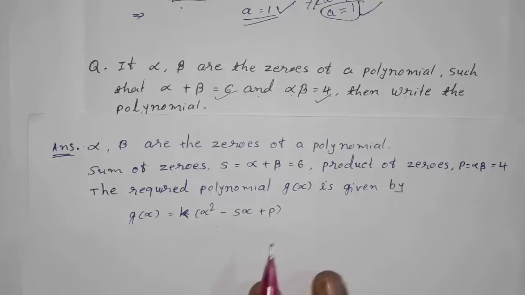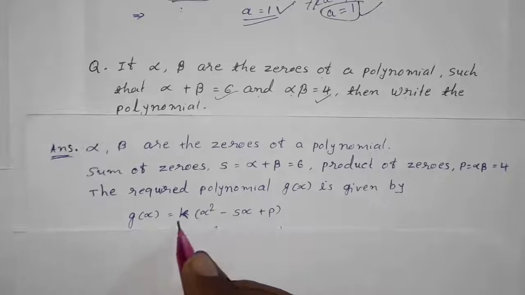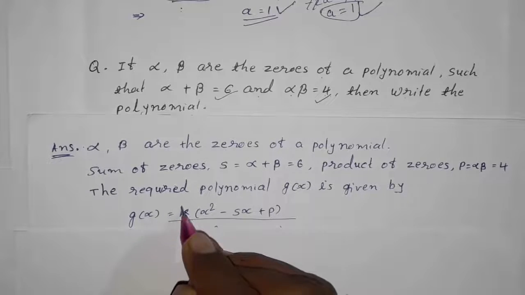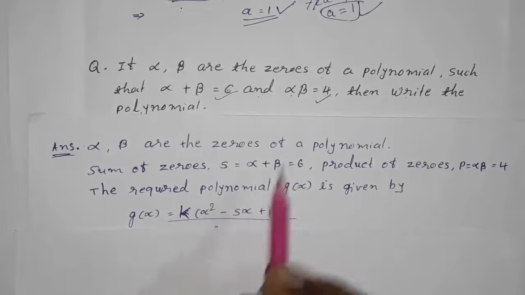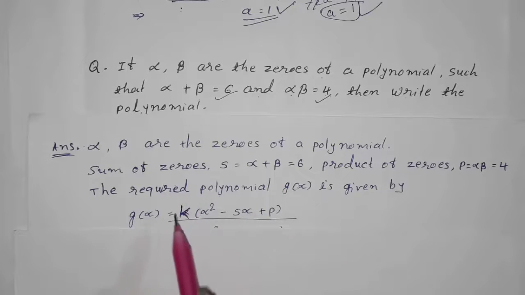Now the required polynomial, that is g of x equals to k. When you are solving this, you have to put k here. Keep this in mind. This k is very much important.